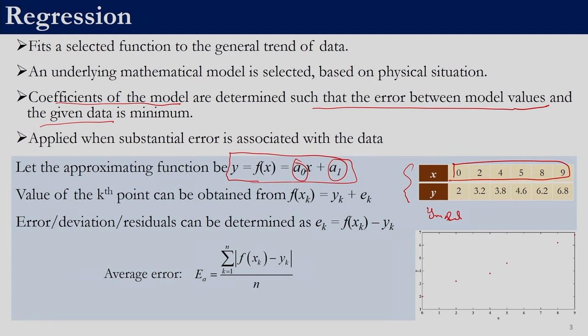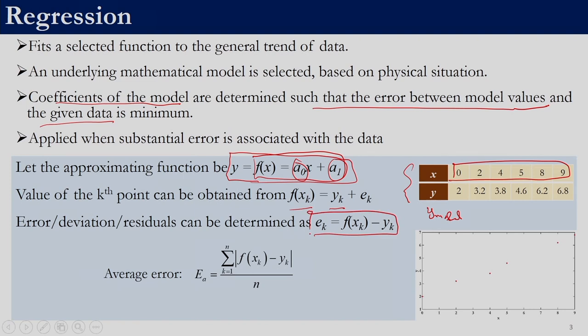For a given point xk, the value from the model can be determined using this expression. So for a given point xk, the value of y can be determined from this. That would be f of xk, and yk is what is actually measured. So yk is what is given. The difference between f of xk and yk is the error. It is the difference between what our model would predict the value to be and the value which has been observed. The difference between those two is the error.